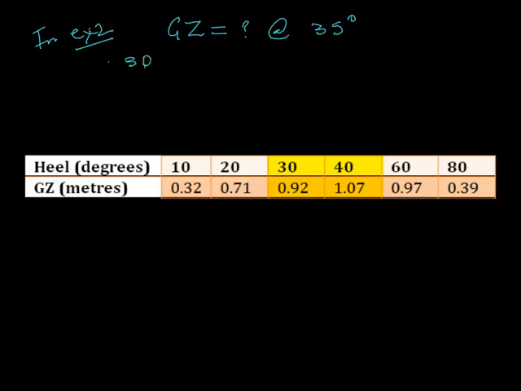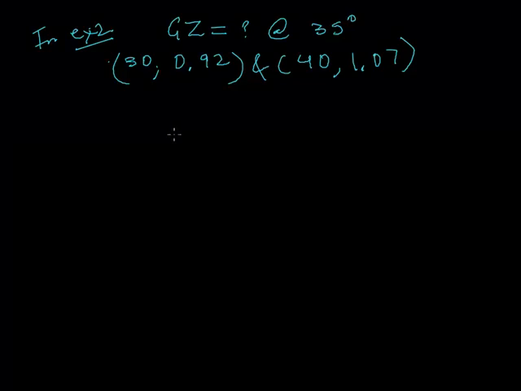In the table we were given values for the righting levers for 30 and 40 degrees of heel. Since 35 lies between 30 and 40, we'll pick these two points for interpolation. I mean, you could use 20 and 50, or 10 and 80, whichever, but it gives you the best result if you pick the closest two points, which in this case is 30 and 40. So in linear interpolation, change in x over change in y is always said to be constant.